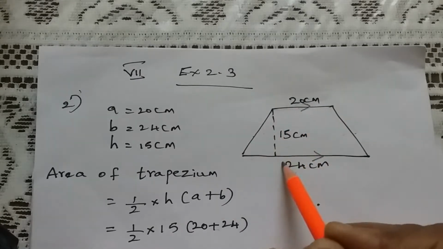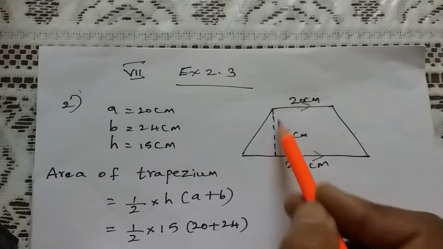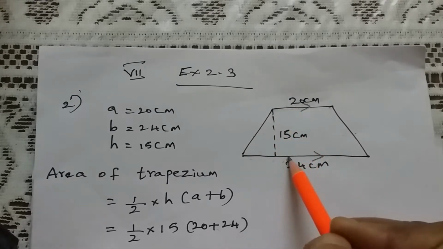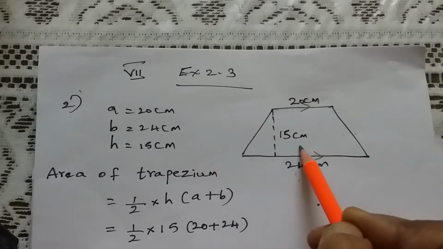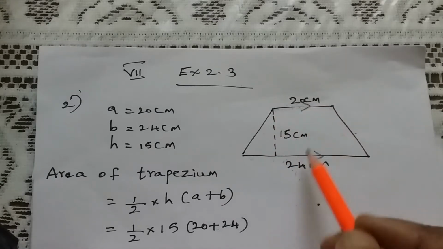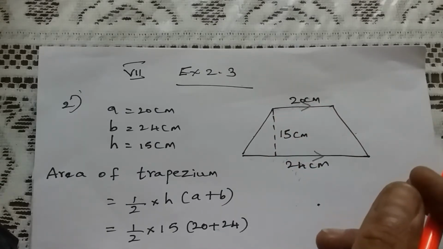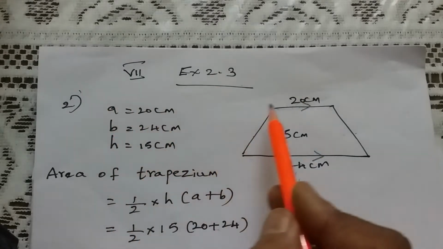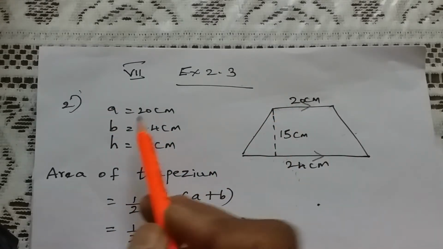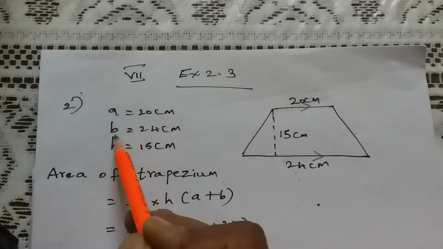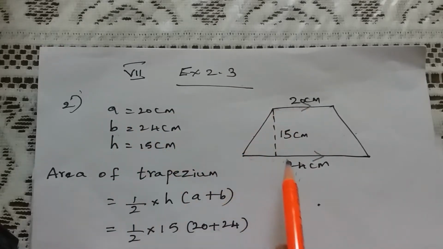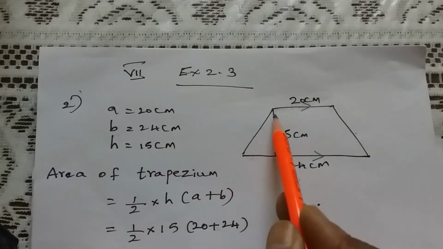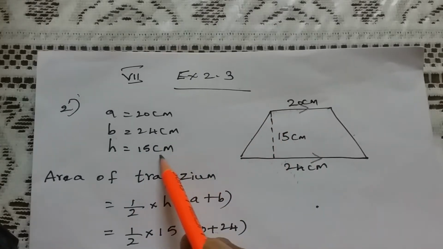The distance between the parallel lines is nothing but the height of the trapezium, which is 15 centimeter. So draw the diagram, mark the measurements. Half of the sum is over. Now write the measurements here. The parallel sides are nothing but a and b in a trapezium. So a is 20 centimeter, b is 24 centimeter, and the height, the distance between the parallel lines, is 15 centimeter.